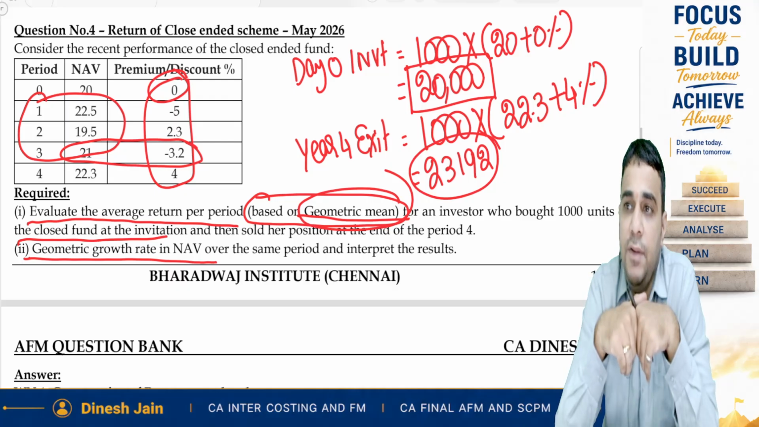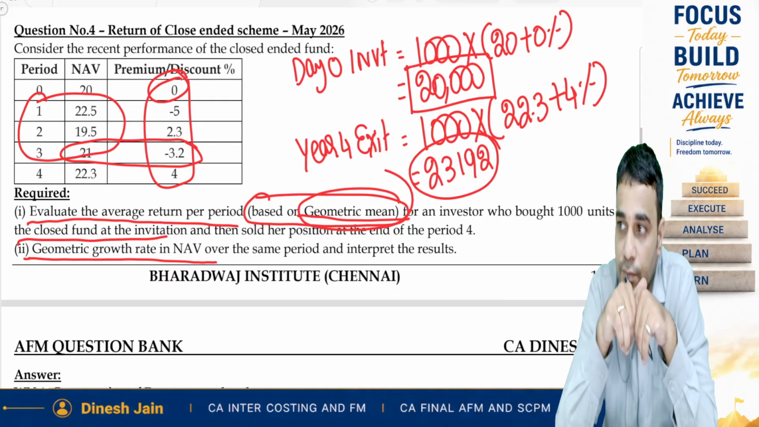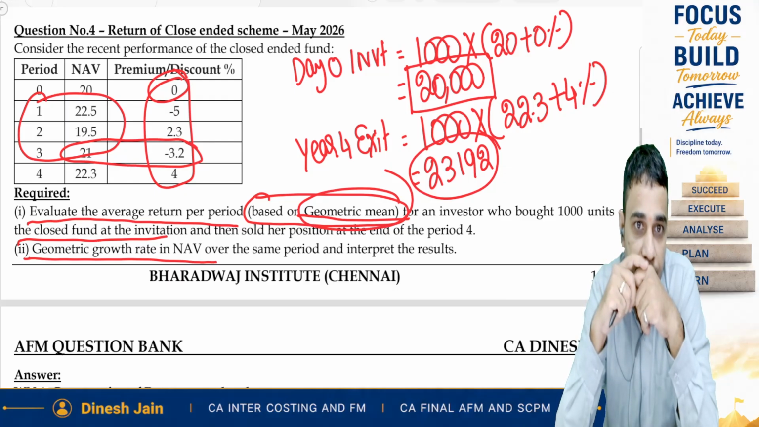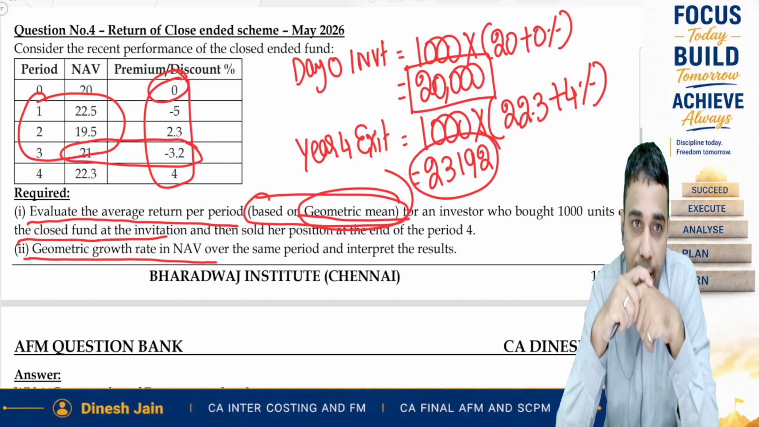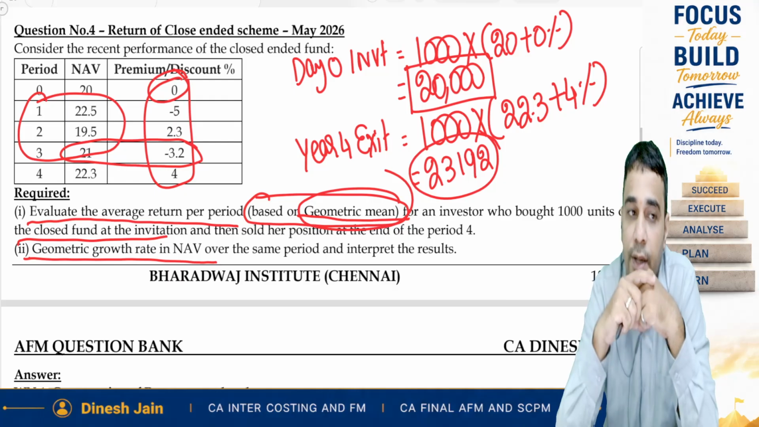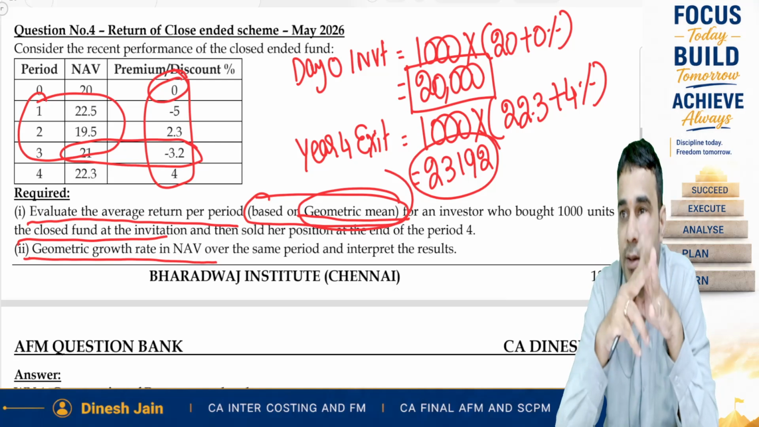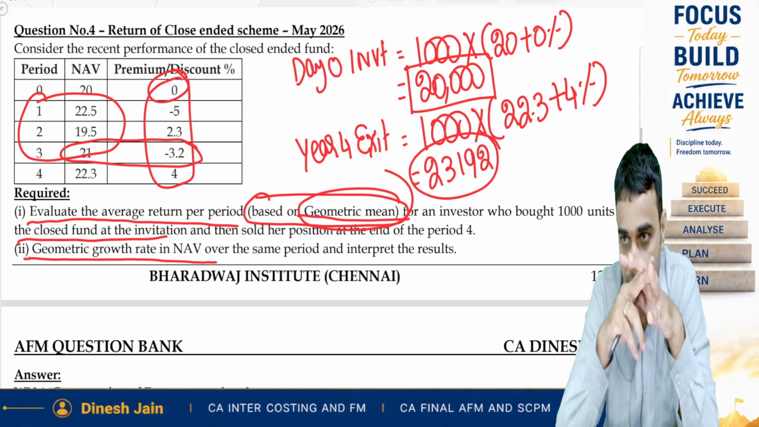Geometric growth in NAV means what should I do? No, not written for each year. Okay, so what should I do? You are in the right direction. Without the premium or discount, what should I do here? No, not concept 2 formula. Geometric growth, again the word is geometric.